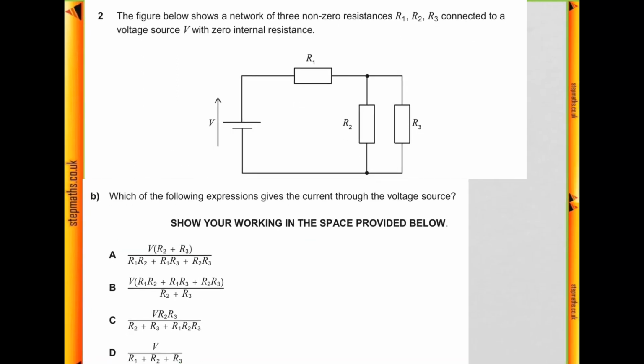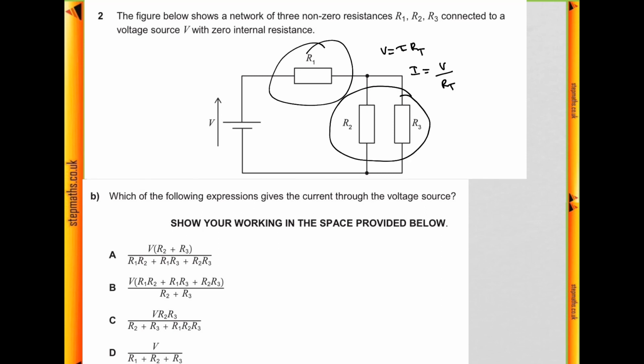Okay, so in this part of the question, we need to find an expression for the current through this voltage source. So what we could do is just use V equals IR and find the total resistance of the circuit and get that the current is just V over the total resistance. So let's go ahead and work out the total resistance. We've got two bits, this bit here and this section here. Those two are in series, so we've got to add them together. So let's work out this bit first.